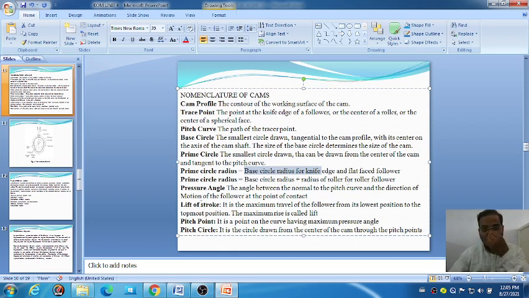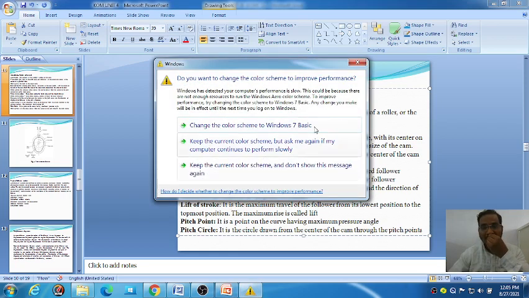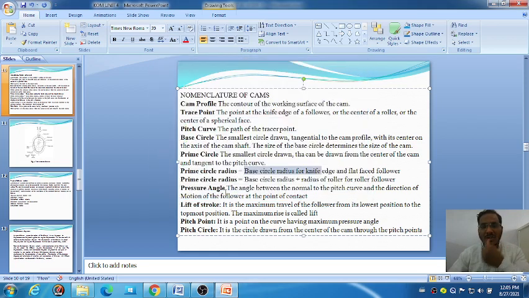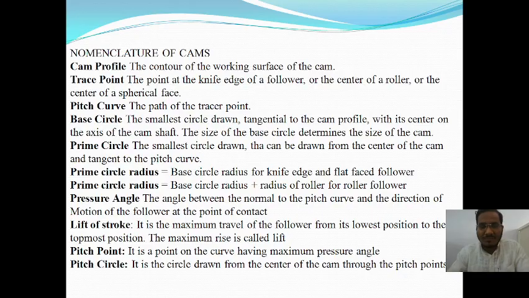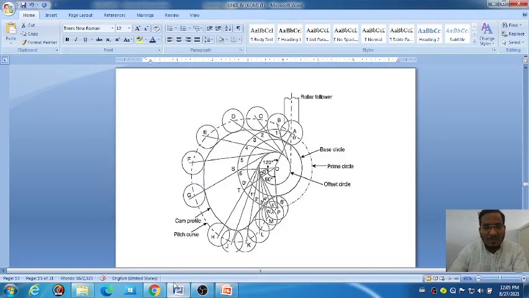Then next, pressure angle. Pressure angle is the angle between the normal to the pitch curve and the direction of motion of the follower at the point of contact. Pressure angle is nothing but the angle in that pitch curve with the direction of the follower at that point of contact. Here you can see the pressure angle.